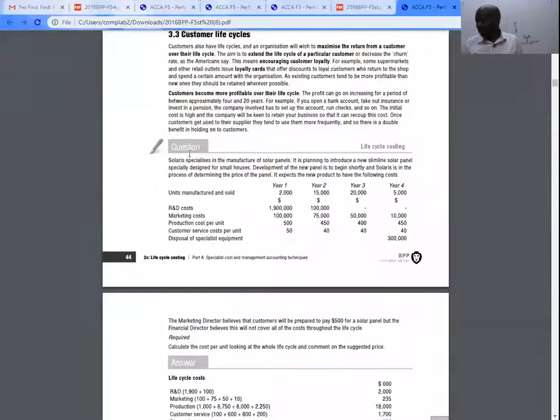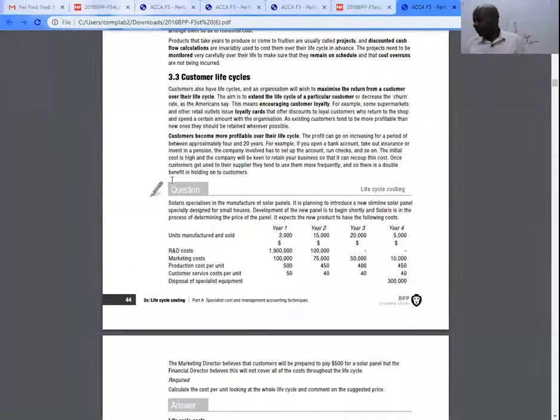I hope you are able to see this question for Solaris. Solaris specializes in the manufacture of solar panels. It is planning to introduce a new product. It's planning to introduce a new slimline solar panel, specially designed for small houses. Development of the new panel is to begin shortly, and Solaris is in the process of determining the price of the panel. It expects the new product to have the following costs.